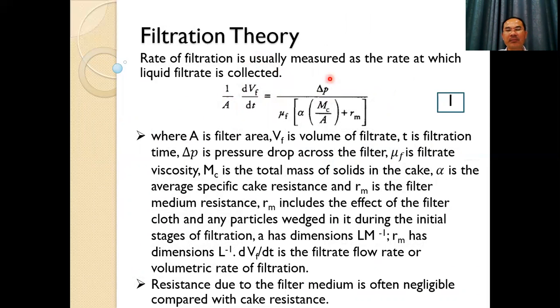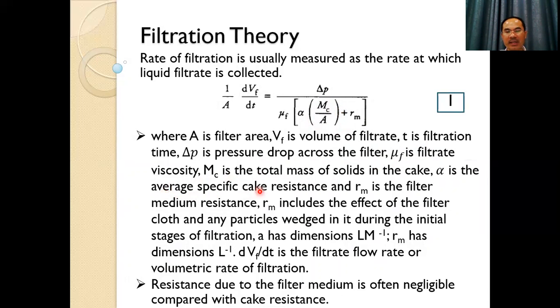Okay. We can express the relation between pressure drop and filtration rate. dV by dt means filtration rate. That's right, filtration rate. Delta P is the pressure drop across the filter medium, that's right, input and output. t is the time. MC is the total mass of solid in the cake. Mostly in the cake we have two phases, right? Solid and liquid. MC is the total mass of solid in the cake, only solid.